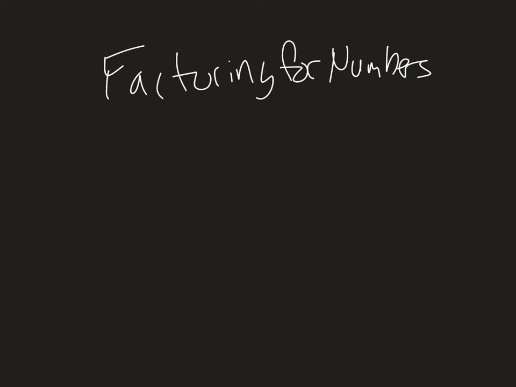Or, potentially I could say 2 and 20. Basically, any two numbers that multiply to make 40 are factors of 40. So, before we talk about how to do it with monomials, let's review factoring for numbers. And in particular, let's look at prime factorization.